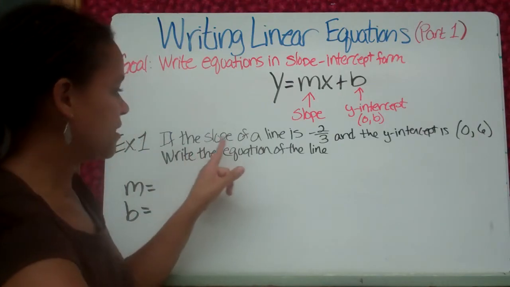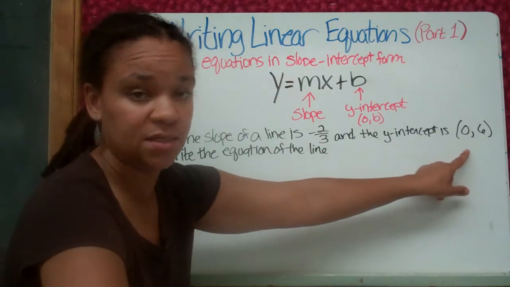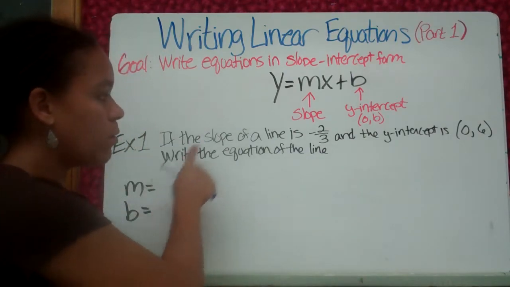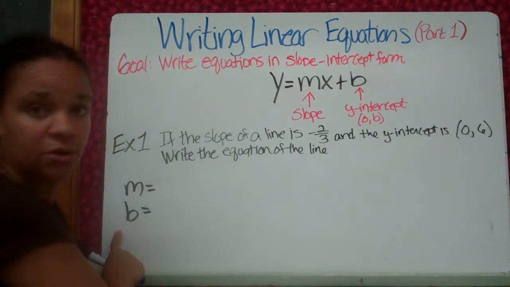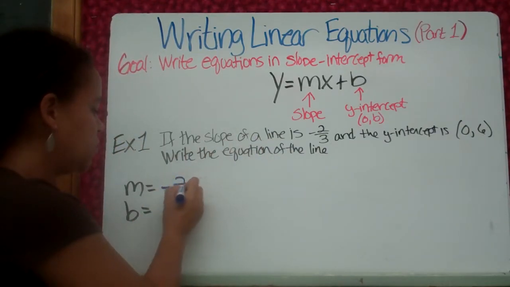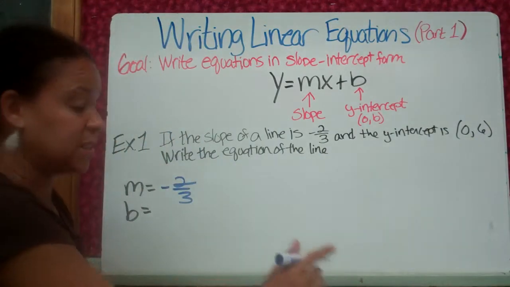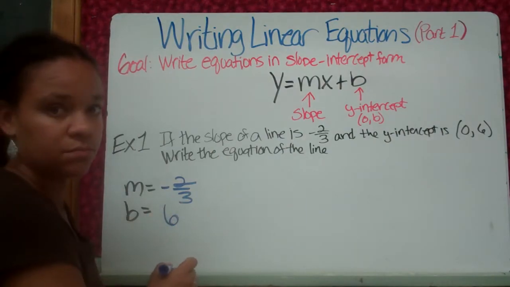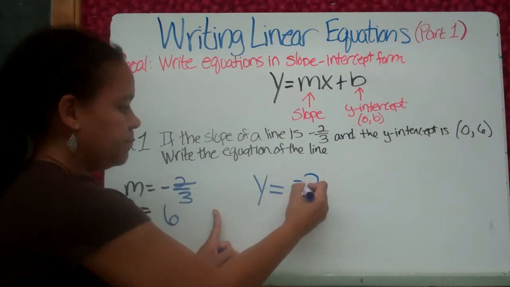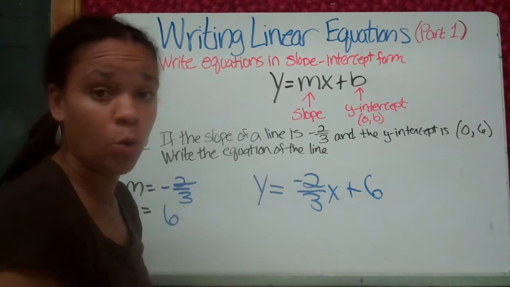So example 1: if the slope of a line is negative 2/3 and the y-intercept is (0, 6), write the equation of the line. Well, this one is pretty self-explanatory, but when we're writing equations, we always want to write down our slope and our y-intercept, because then we can just plug them in. So our slope, they told us, was negative 2/3. Our y-intercept, (0, 6), means it crosses the y-axis at 6, so our b is 6. So our equation is simply y is equal to the slope times x plus the y-intercept. And that would be the equation for the line.